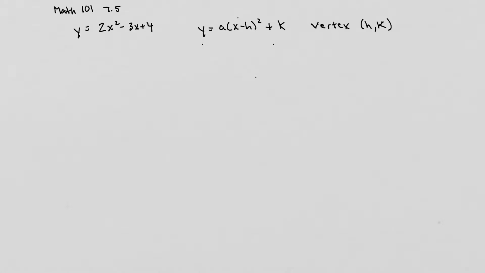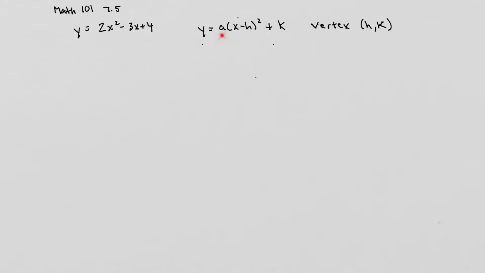We're looking at a parabola in the form y equals 2x squared minus 3x plus 4. We want to put it into the standard form, y equals a times (x minus h) squared plus k. Here the vertex then is (h, k). So the h would go here and the k would go here. The problem is finding the h and the k.